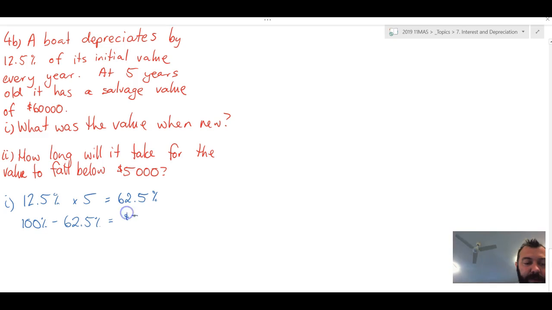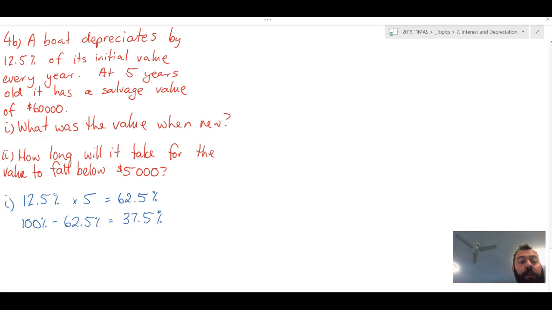equals, what's that? It equals 37.5%. Right, all that is left is 37.5% of its initial value. It's lost 12.5% 5 times. It's lost 62.5% of its initial value. 37.5% remains. Now we're going to use the unitary method to solve this.